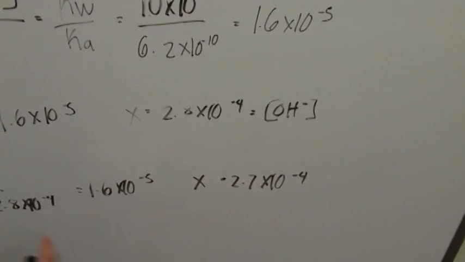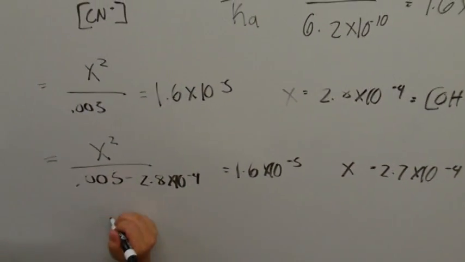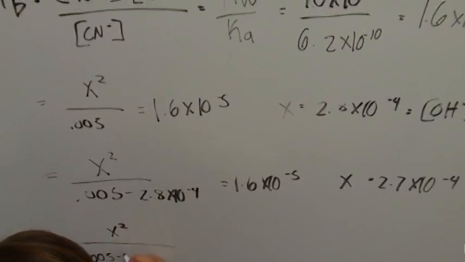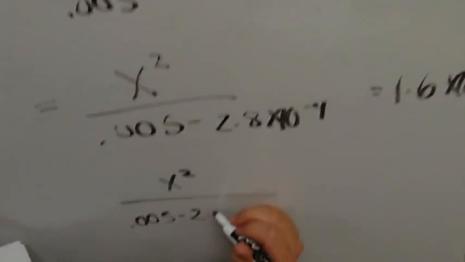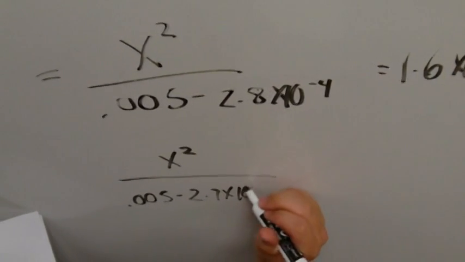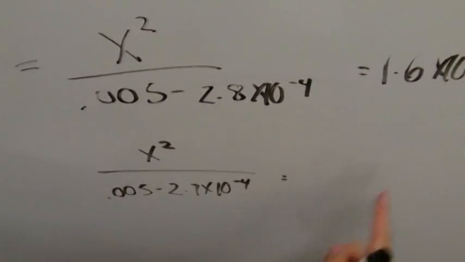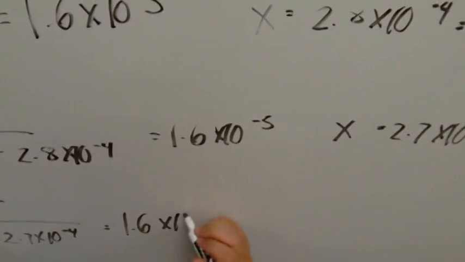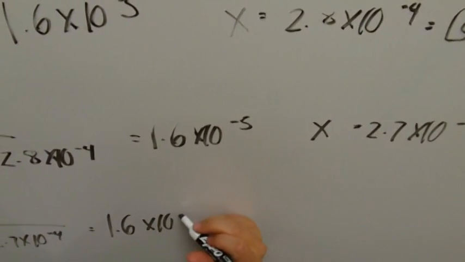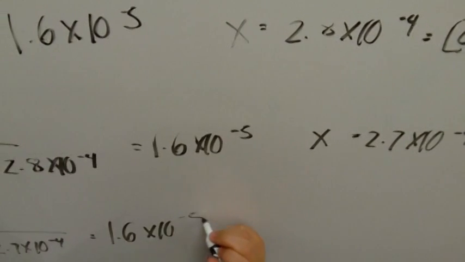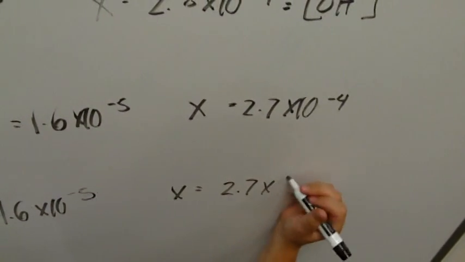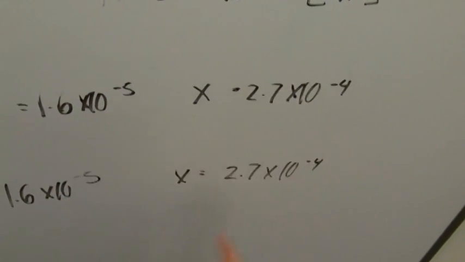Again, we're going to plug this x value in as the x, so we're going to get x squared over 0.005 minus 2.7 times 10 to the negative 4, and that is equal to 1.6 times 10 to the negative 5. And for our x value, again, we're going to find 2.7 times 10 to the negative 4. So that is our x value.